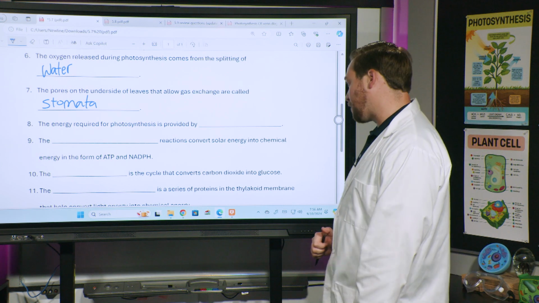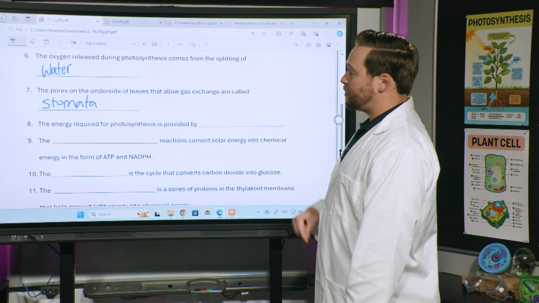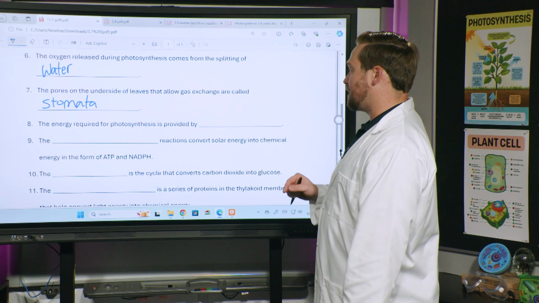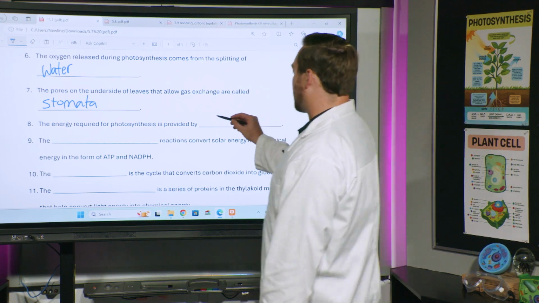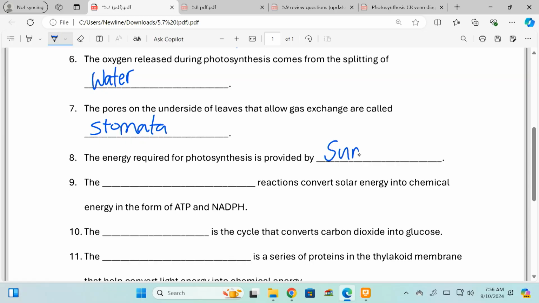So the next one, number 8, this says, the energy required for photosynthesis is provided by what? It's provided by sunlight. Okay, we need that sunlight to do photosynthesis. All right, let's go to the next one, 9.